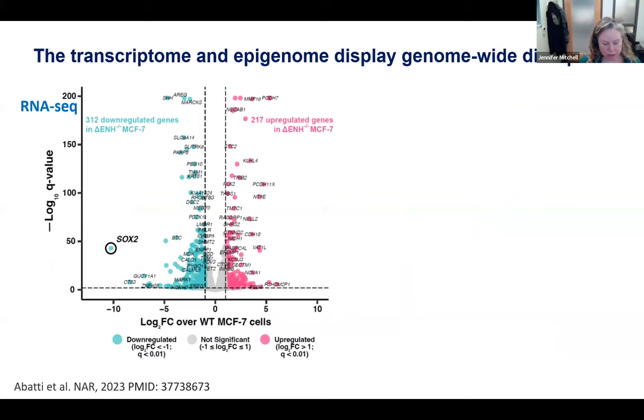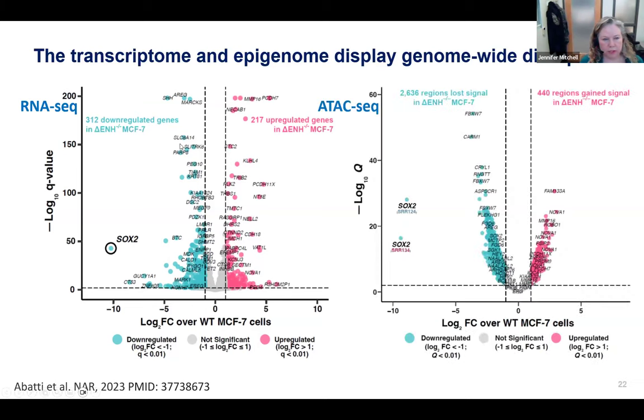Okay. So now we had some cell lines where we had deleted the enhancer on both alleles, and we decided to look at what effect this has on the transcriptome. So we did RNA-seq, and we saw that SOX2 was the most downregulated gene, but that there was also a broader effect on dysregulating the transcriptome, as you would expect when you downregulate an active transcription factor. We also did an ATAC-seq approach, and we found that there were a large number, over 2,500 regions, that actually lose accessibility when you delete these enhancers. And again, that makes sense with the known role of SOX2 in causing chromatin opening in the genome.